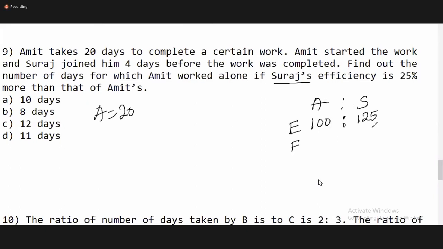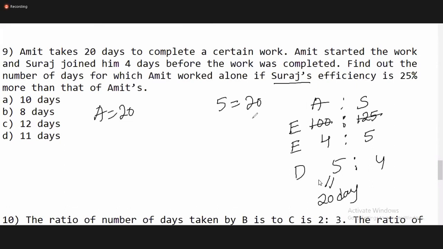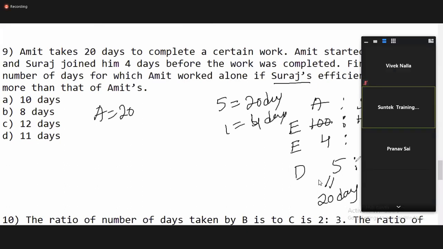So what is the efficiency ratio? 25 fours are 100, 25 fives are 125. Then efficiency would be 4:5. Then days would be 5:4. We know 5 parts is nothing but 20 days only. When 5 parts is 20 days, one part is 4 days, since 5 fours are 20.